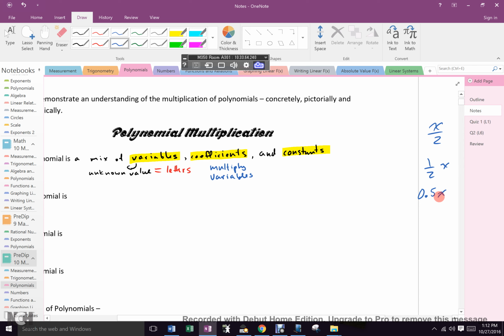No, last one is the last one. They all are, aren't they? What? Of course they are. X divided by 2 is 1/2 times x. And coefficients multiply variables. 0.5 is 1/2. 0.5 times, okay? Everybody good?